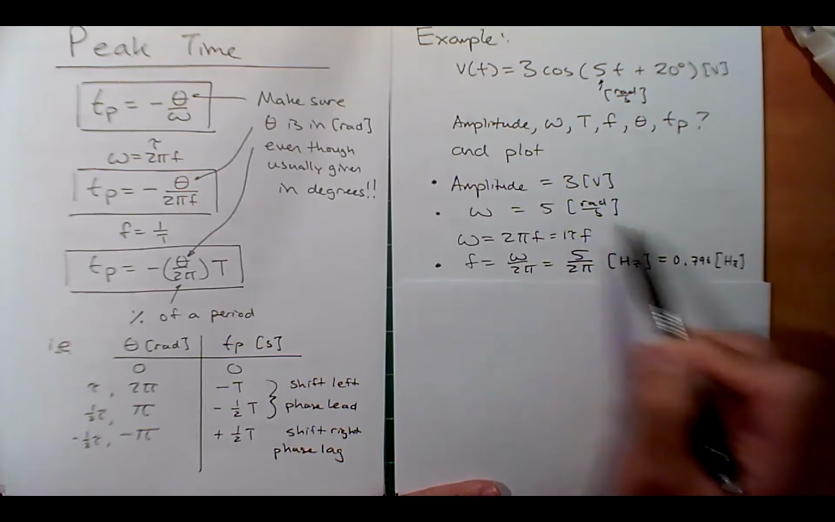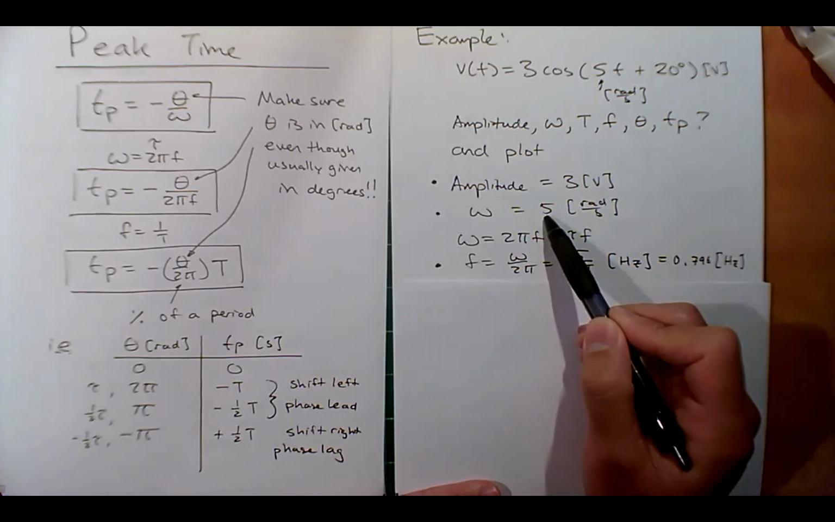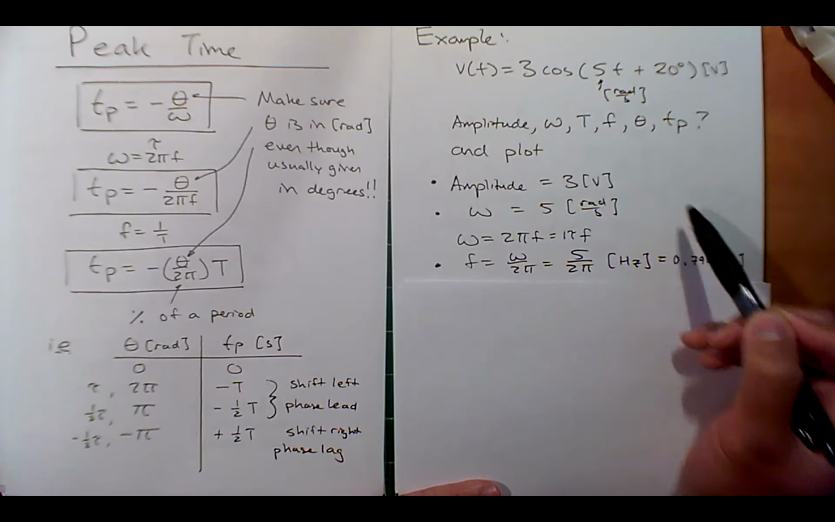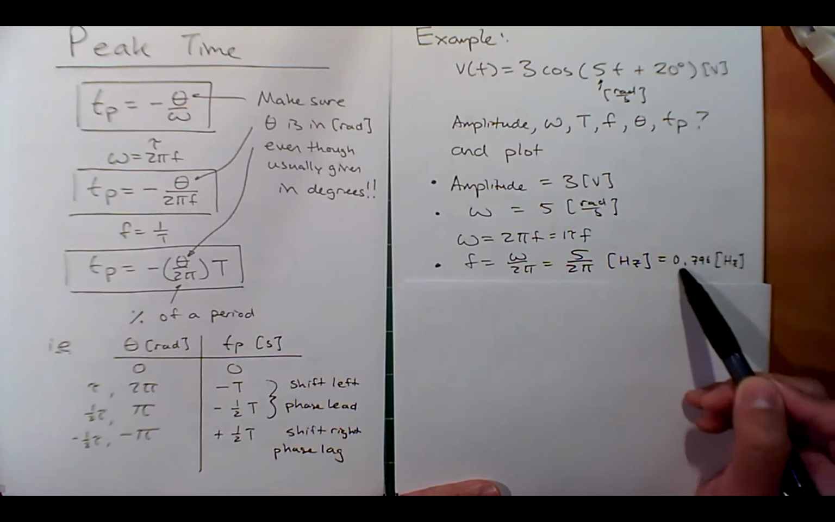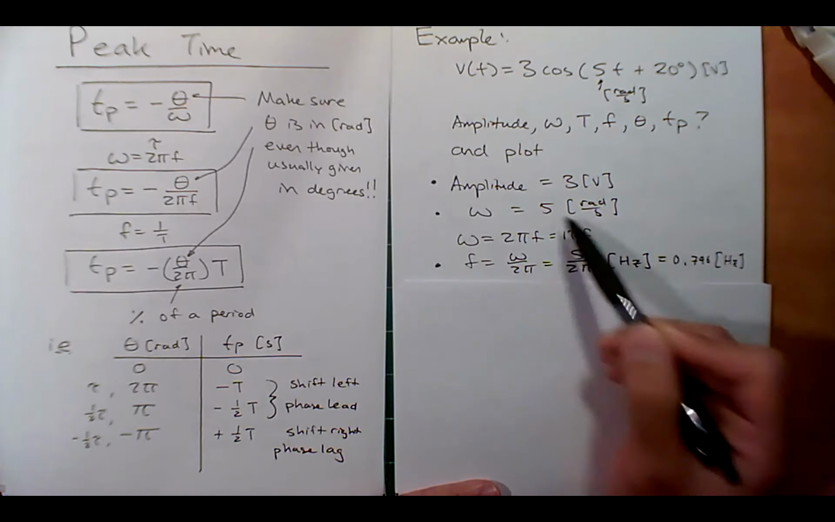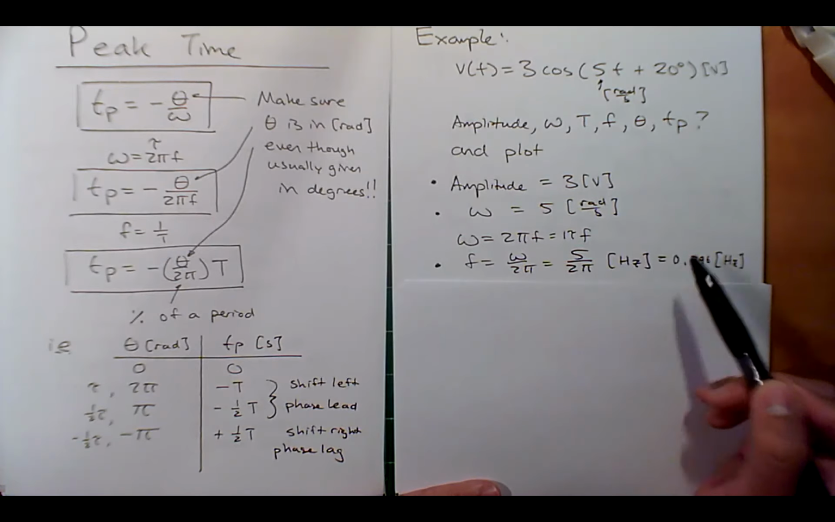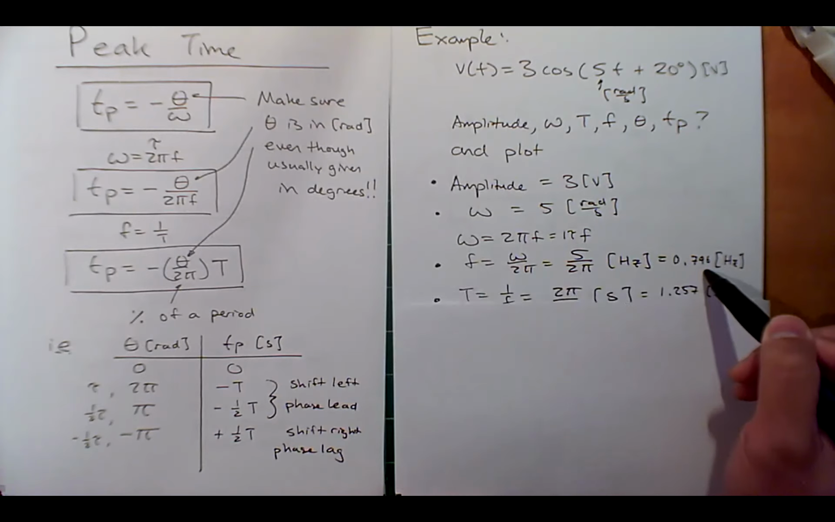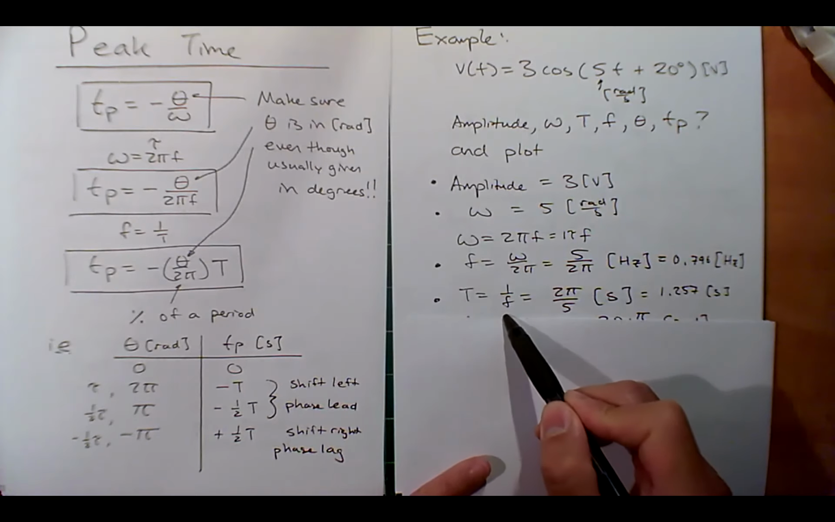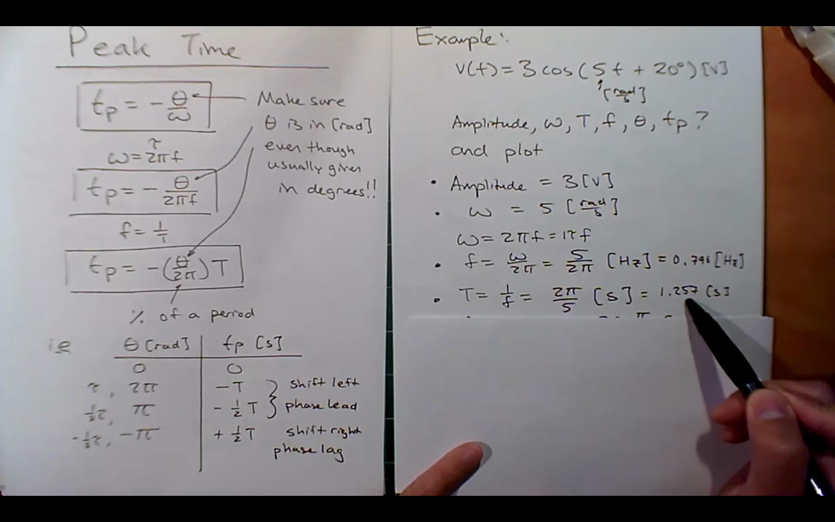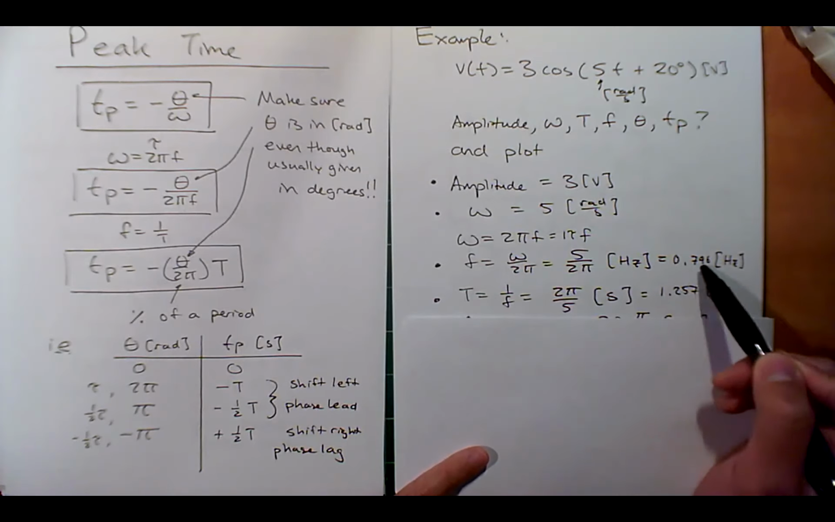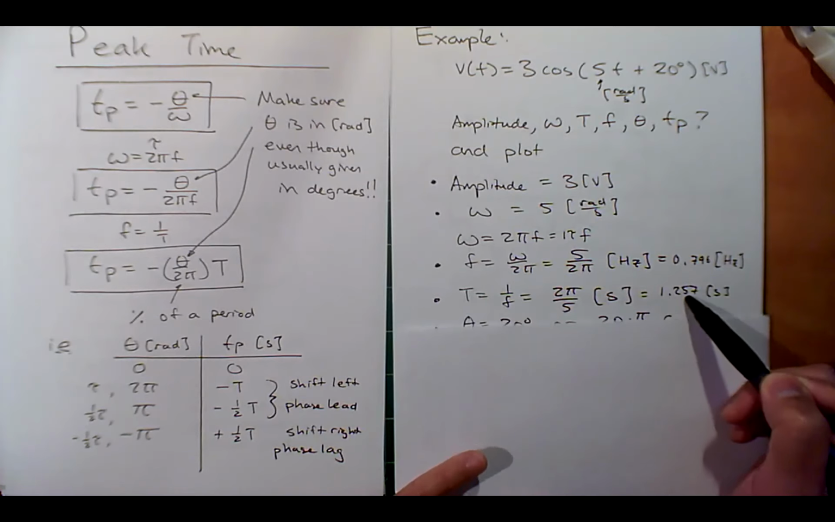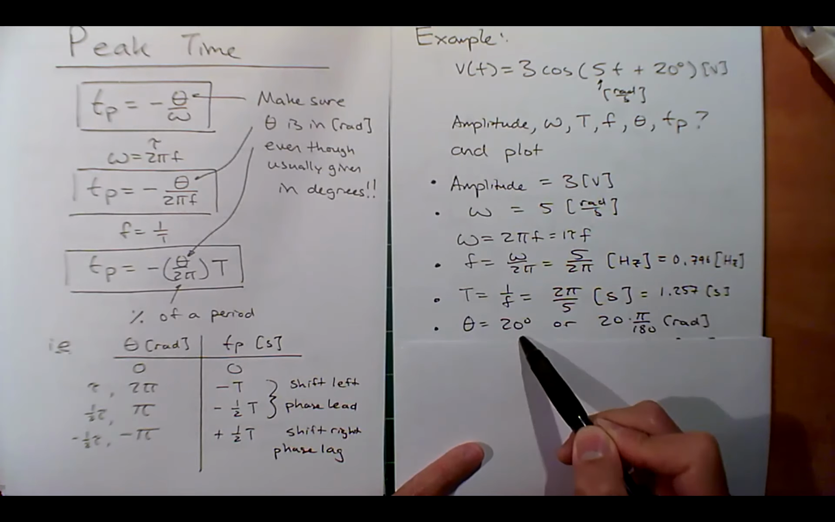And does that make sense? 0.8. So 5 radians per second, that's not quite a cycle in 1 second. That's like 80% of a cycle. Can you guys see how these are corresponding numbers, right? These are some checks you want to have. Anytime you get a number, you want to check it in your head. The period is just 1 over that. So 1.257 seconds, 1 over f. So the time it takes is a little bit bigger than a second. That makes sense. Theta is 20 degrees.